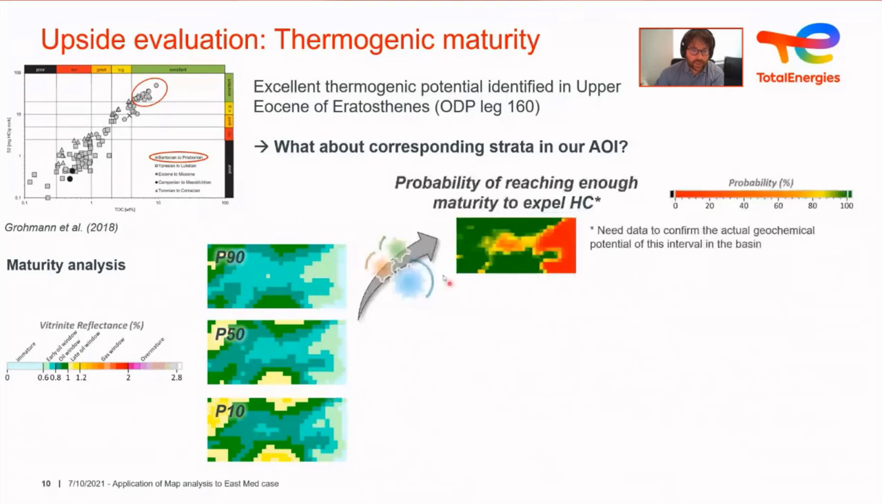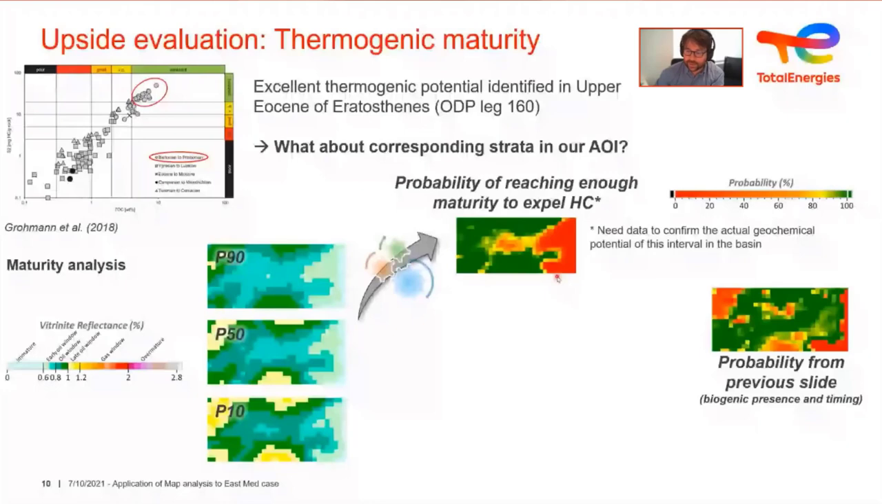So the same, we can extract the probability of reaching a threshold to have enough maturity, enough generation to expel hydrocarbon. In that case, we don't have geochemical data in the basin, so it's purely related to analogs in terms of source rock quality. And we see that in most of these areas in the basin, we should be able to have an efficient expulsion, except where it's immature to the right.